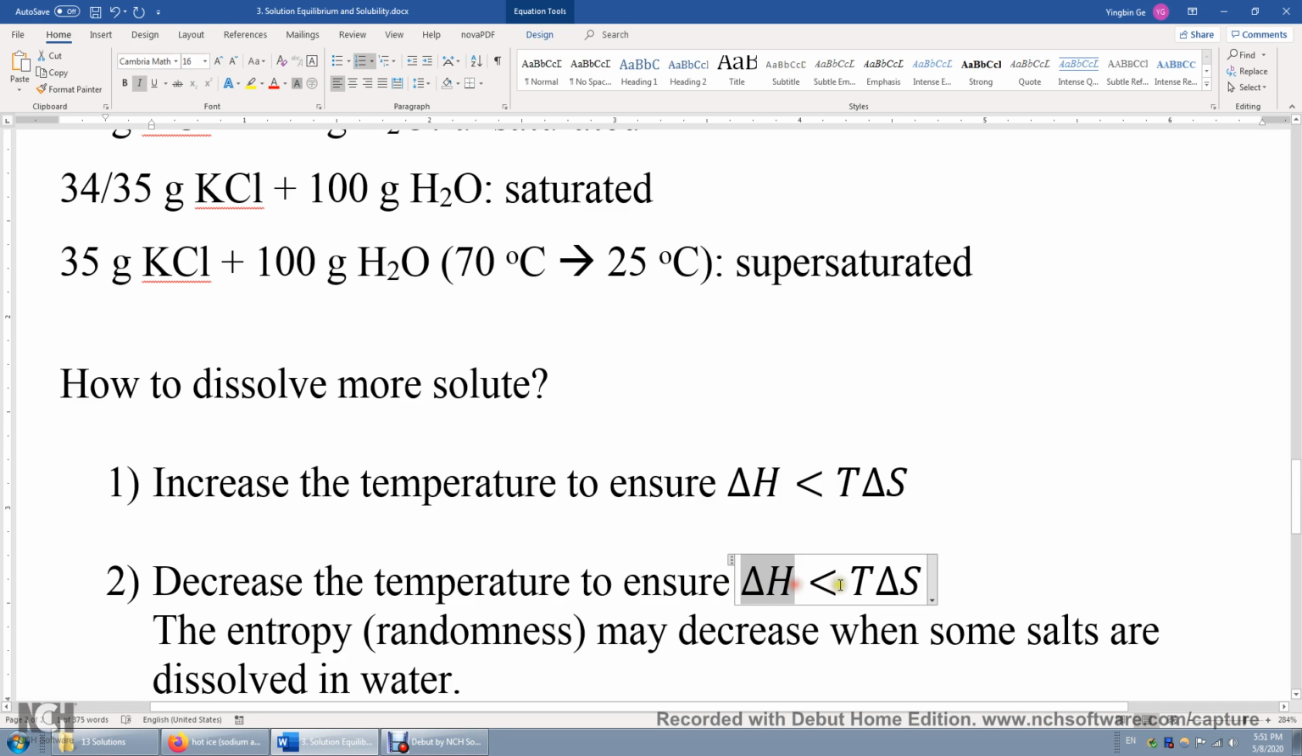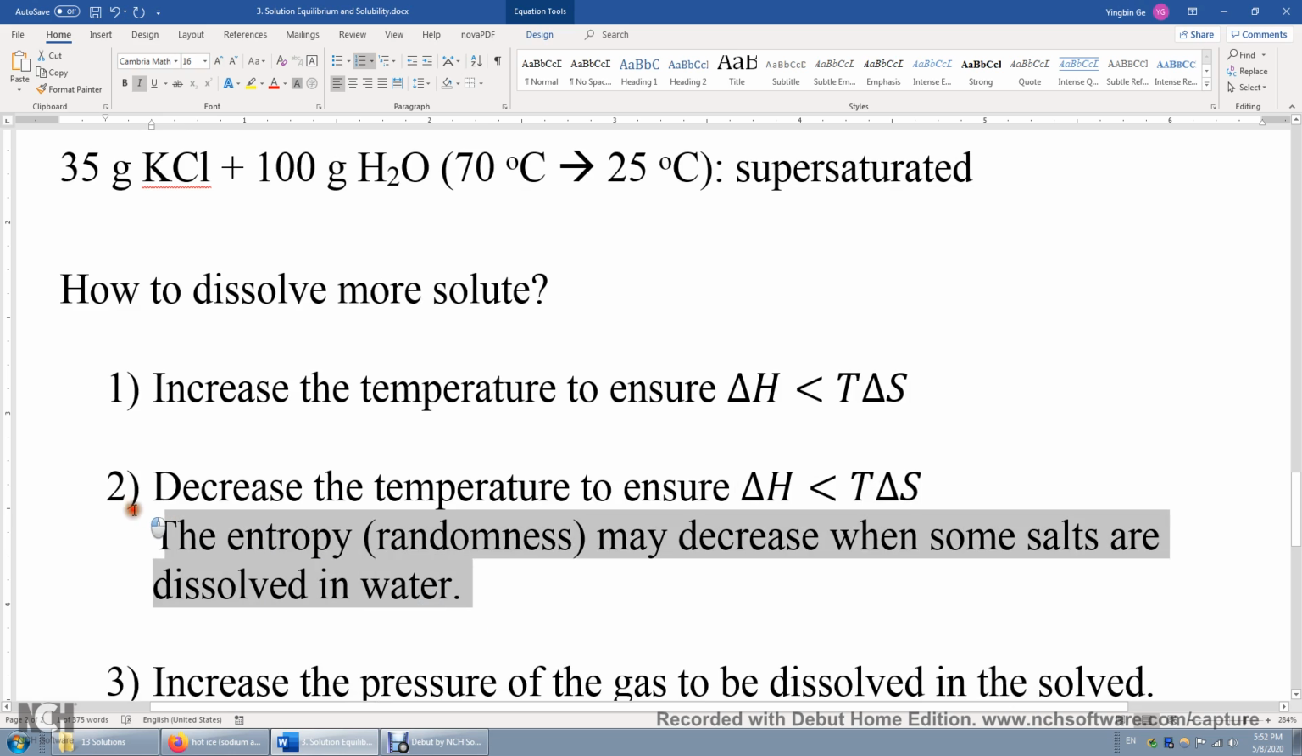Delta H is negative, delta S is negative, so we're looking at a negative number on the left hand side and a negative number on the right hand side. So you can dissolve some. All right. But in this kind of cases, if you want to dissolve more, you should reduce the temperature. You make this T lower so that this T delta S is less negative. That will ensure this T delta S is greater than delta H.